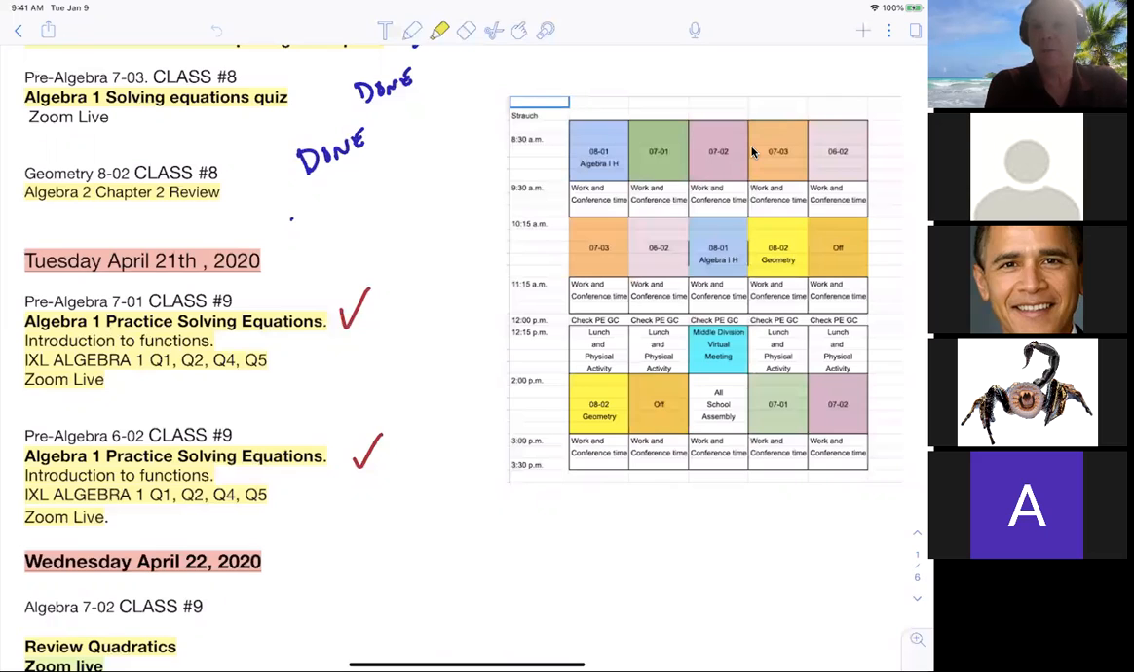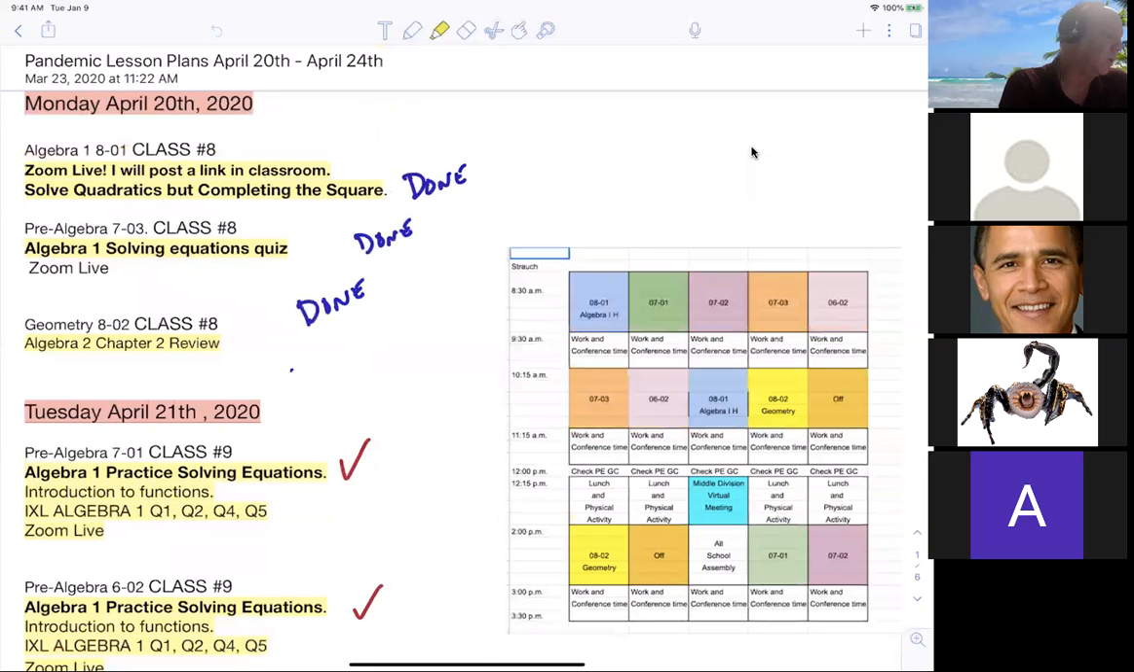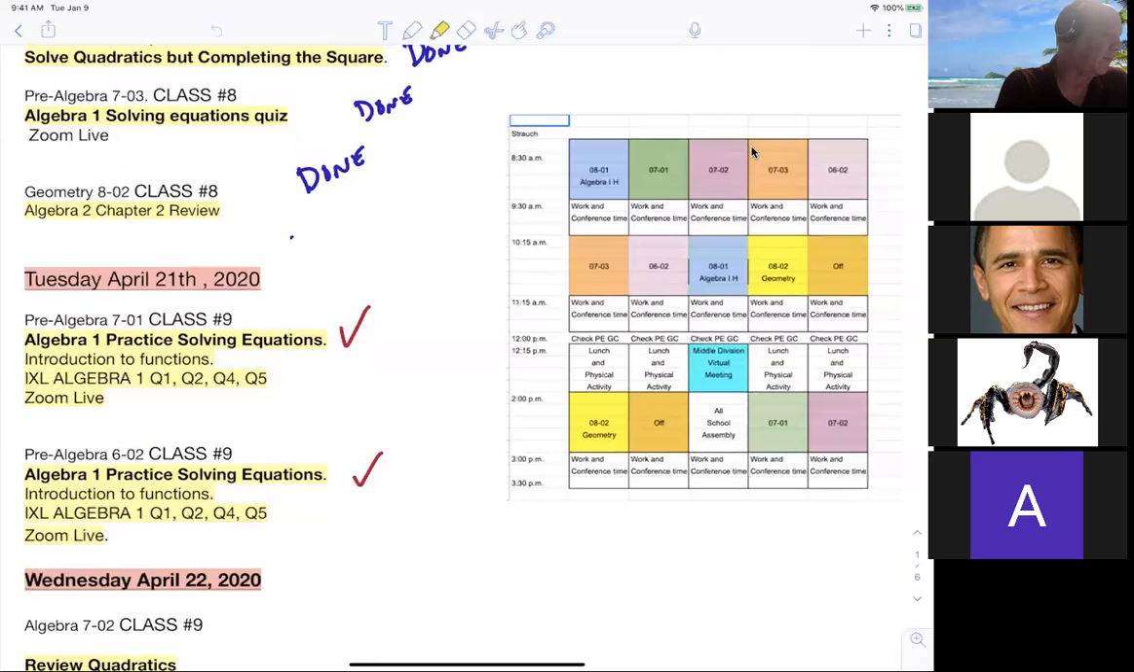Who else? Which is the IXL we're supposed to do? Up to 90. No, but which ones? It says right at the top, doesn't it? IXL Q1, Q2, Q4, Q5. Oh, okay. Q1, Q2, Q4, and Q5.